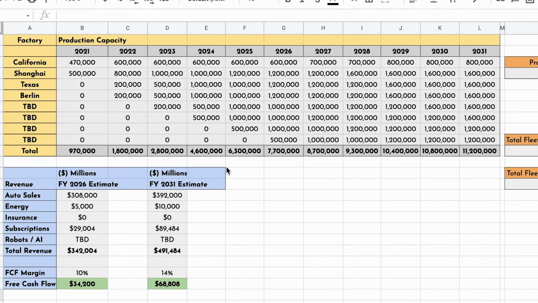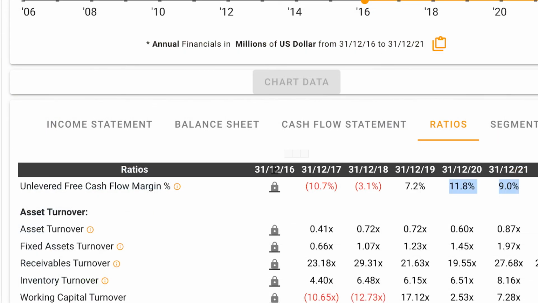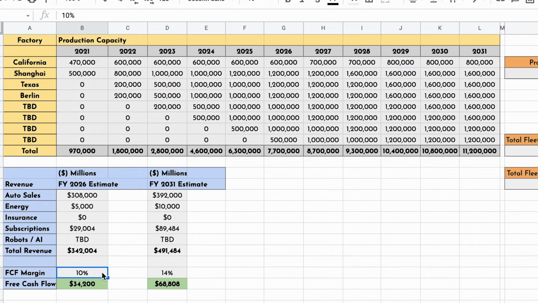First, I estimated their production capacity until 2031. Then I used an average sale price to get auto revenue for 2026 and 2031. Then I estimated the future energy revenue and subscriptions to get total revenue for 2026 and 2031. Once I have my guesses for total revenue, I simply add a reasonable free cash flow margin to get my future free cash flow. For 2026, I used 10% because it's pretty conservative. Tesla already achieves a 10% cash flow margin today, so I actually think they'll be way more profitable in a few years, but I'll use 10% to be safe and add a margin of safety to my calculations.